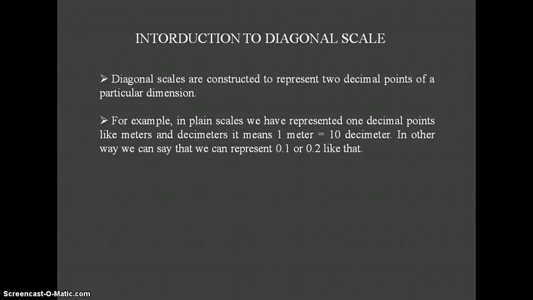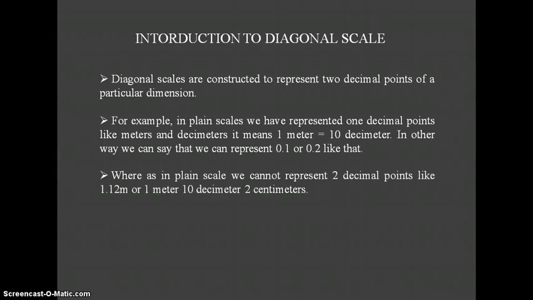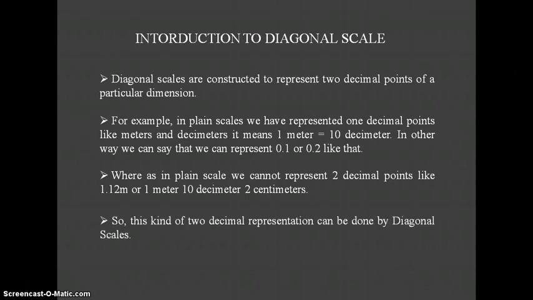That means 1.12 meters, 1.22 meters, 1.23 meters, like that. As I already said, in plane scale we cannot represent two decimal points like 1.12 meters or 1 meter 1 decimeter 2 centimeters. Two decimal points we cannot represent in plane scales. This kind of two decimal representation can be done by diagonal scales.